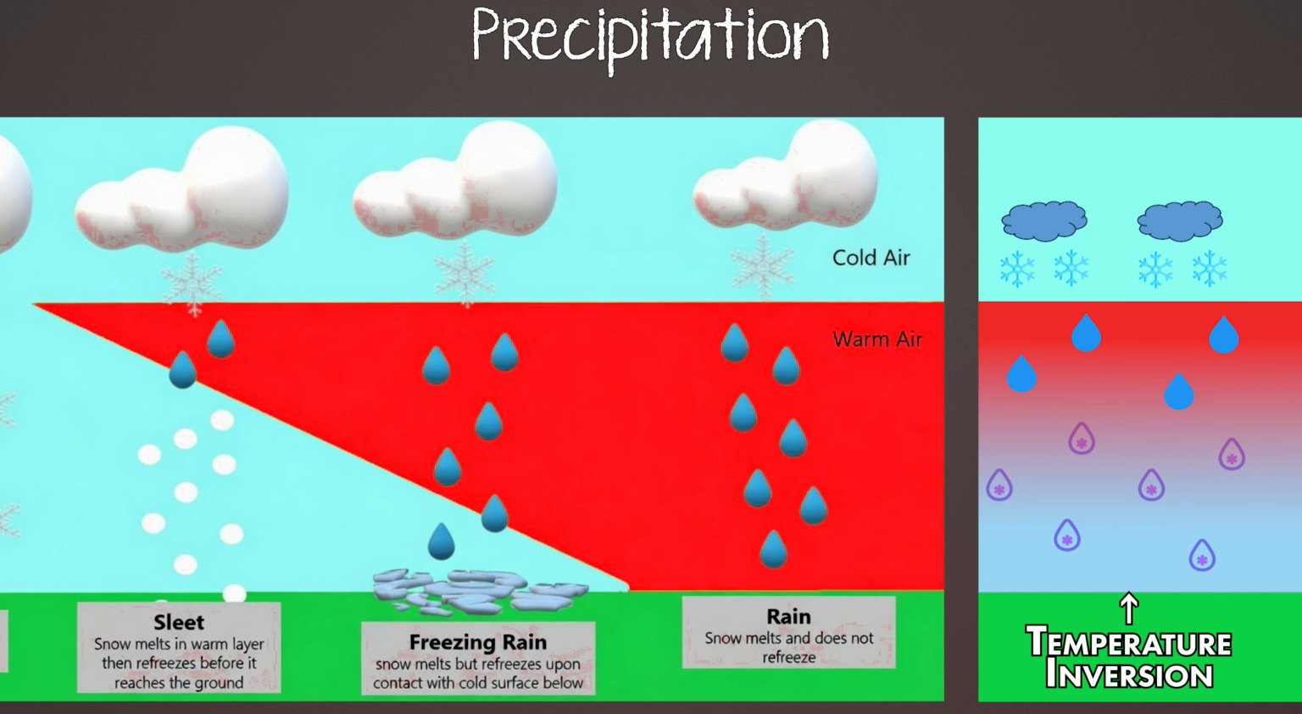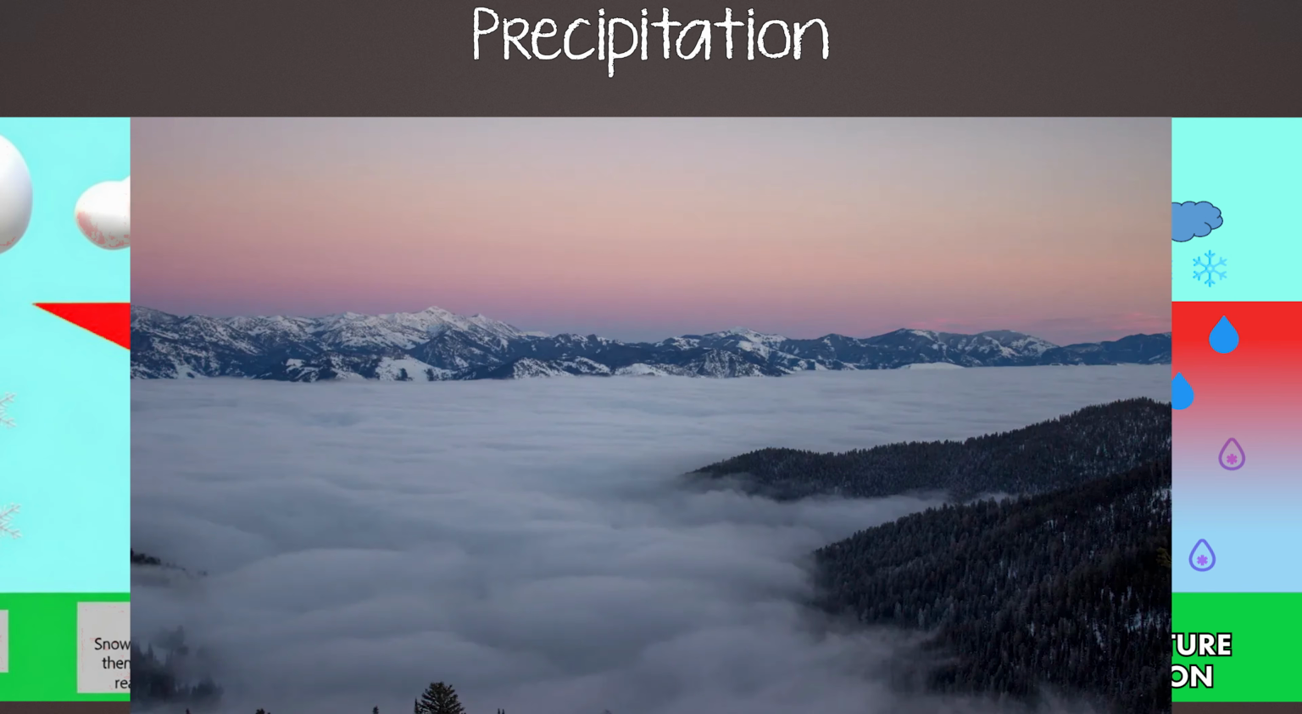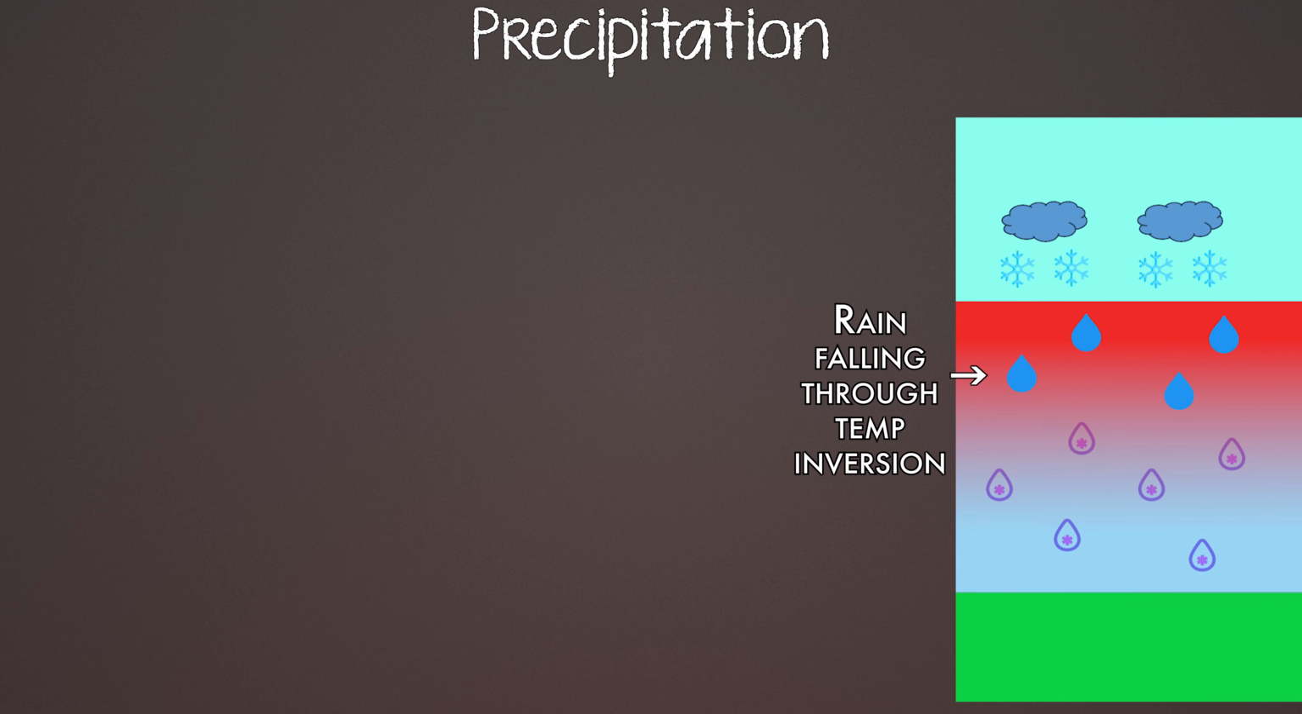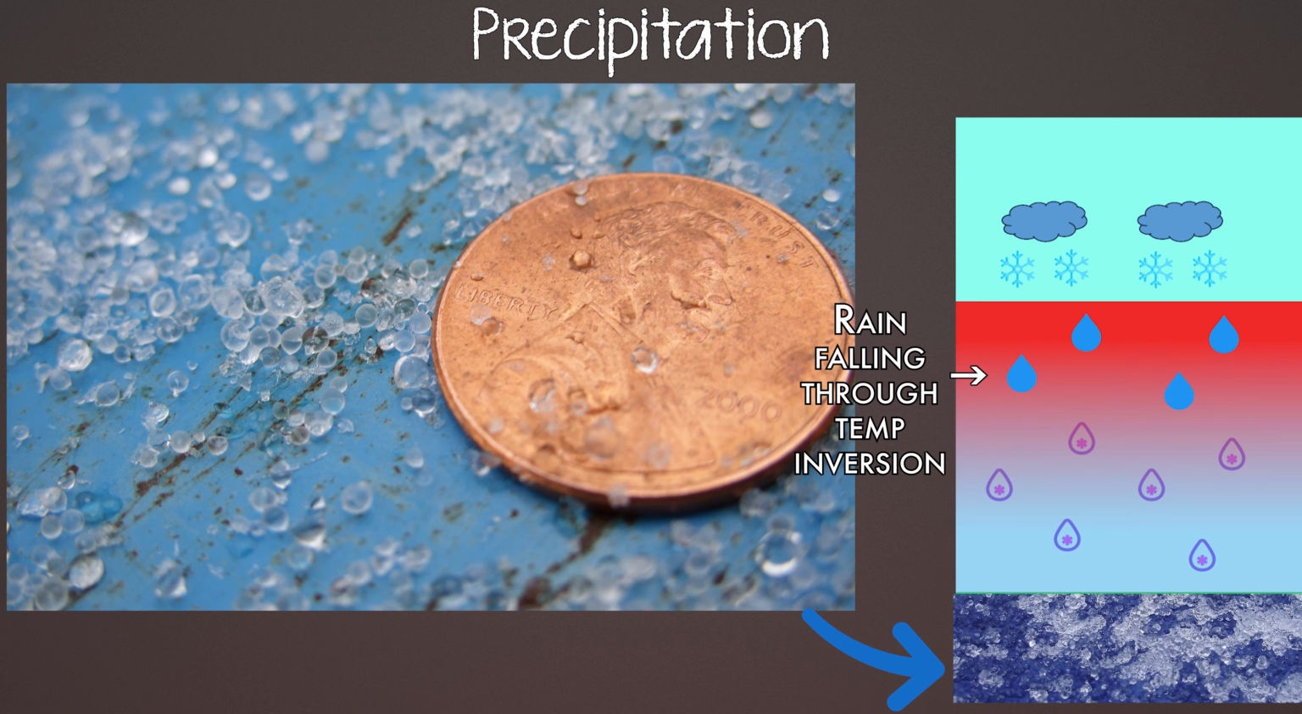Sometimes we have a temperature inversion, where temperature increases with altitude up to a point. Inversions are very common in valleys or polluted areas where the air at the top will act like a lid, keeping pollutants and warm air below. Now if we had rain that falls through an inversion, it might freeze and fall as ice pellets.